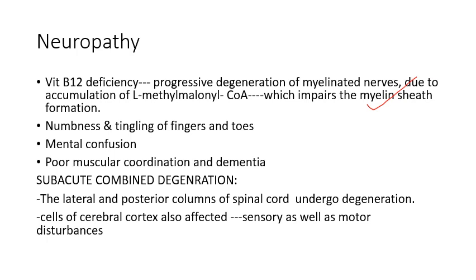The symptoms will be numbness and tingling of fingers and toes, then mental confusion, poor muscular coordination and dementia. Overall, these neurological symptoms, numbness, tingling of fingers and toes, mental confusion, poor muscular coordination, dementia, spasticity, that is resistance to passive movement of a limb, and sometimes paralysis, together are known as subacute combined degeneration. Mainly the lateral and posterior columns of the spinal cord undergo degeneration, which leads to subacute combined degeneration.